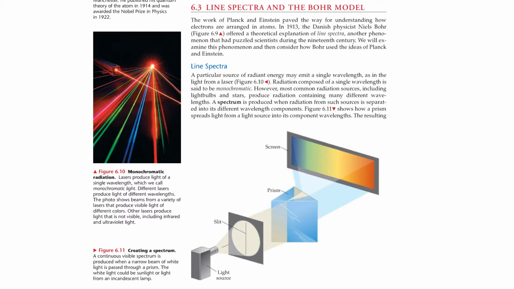Section 1. Line spectra. A particular source of radiant energy may emit a single wavelength, as in the light from a laser. Radiation composed of a single wavelength is said to be monochromatic. However, the most common radiation sources, including light bulbs and stars, produce radiation containing many different wavelengths. A spectrum is produced when the radiation from such sources is separated into different wavelength components. Figure 6.11 shows how a prism spreads light from a light source into its component wavelengths.